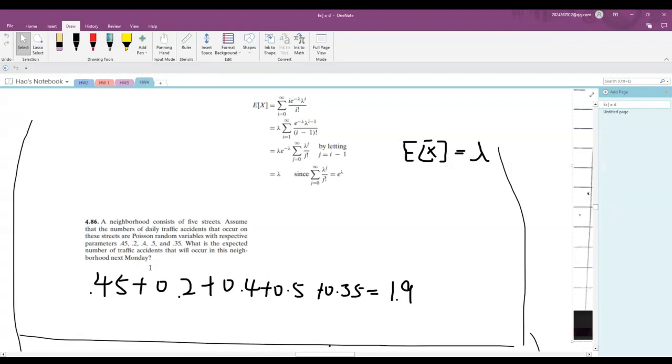Hold on, let me think. So, okay. So the expected value for Poisson is a number. Assume that the numbers of daily traffic accidents that occur on these streets are Poisson with respective parameters 0.45. Okay, what do those numbers mean? Those numbers were the daily traffic accidents that occurred on the street. 0.45, 0.2, 0.4, 0.5, and 0.35.